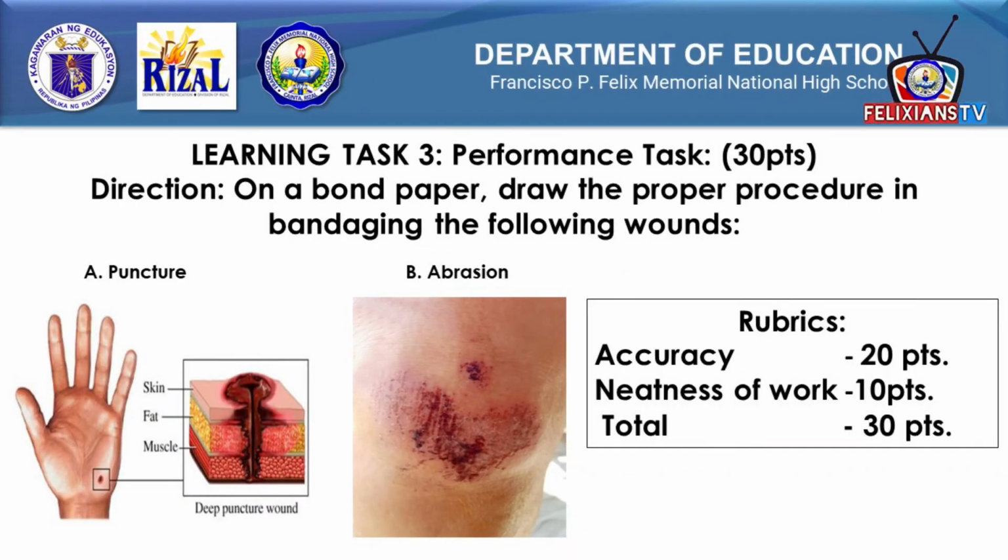Learning Task 3, Performance Task, 30 points. Direction: on a bond paper, draw the proper procedure in bandaging the following wounds. A. Puncture. B. Abrasion. And for the rubrics, accuracy, 20 points. Neatness of work, 10 points.